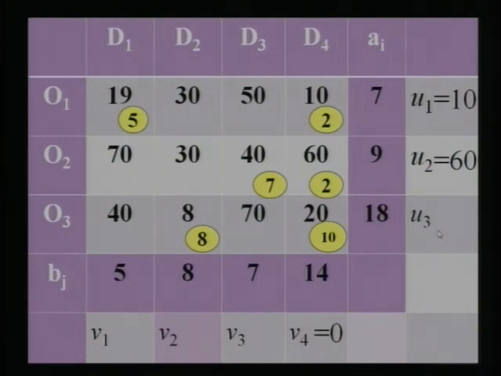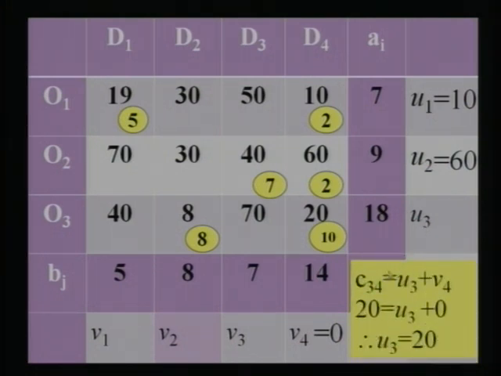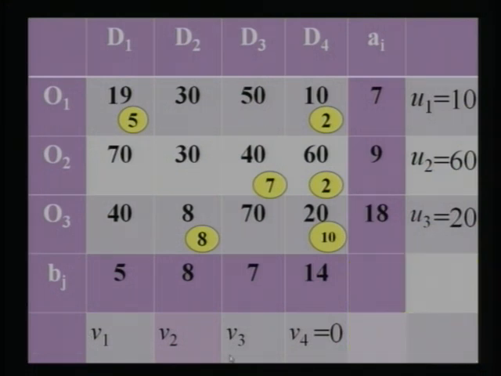Now let us find U3. For finding U3, as you can see C34, this is the cell which we are using, which is an occupied cell. C34, which is 20, U3 is not known, V4 is 0, so U3 plus 0 is equal to 20, so U3 will be 20. So all Ui's are calculated now. Now we calculate the value of V1, V2, V3, V4. V4 is 0 already, so only remains to calculate V1, V2 and V3. Okay, let us go to V1. To calculate V1, I have to use this particular cell because it is an occupied cell.